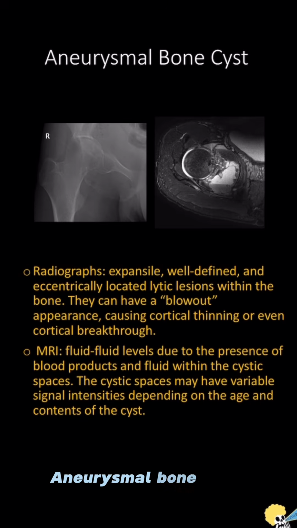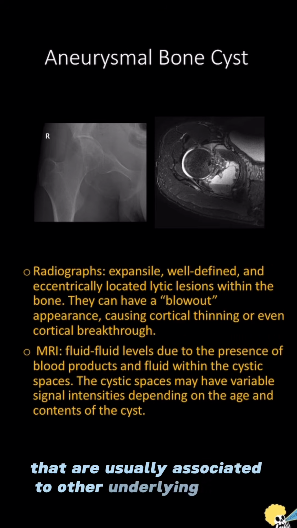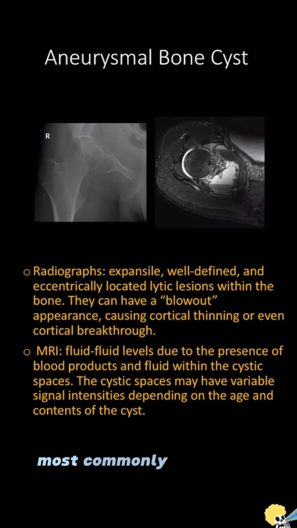So aneurysmal bone cysts are telangiectatic osteoclastic lesions of the bone that are usually associated to other underlying lesions, most commonly seen with giant cell tumors of the bone. But we can see them associated to other lesions such as chondroblastoma, bone cyst, and fibrous dysplasia, among others.